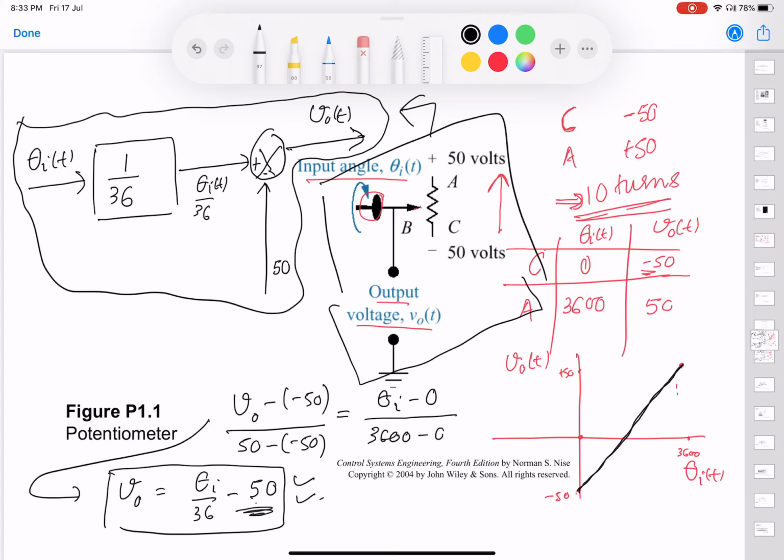This is how you can represent a control device like a potentiometer using the block diagram. So we'll be looking at this in more detail in the future lectures.